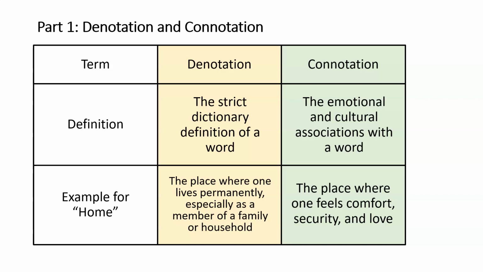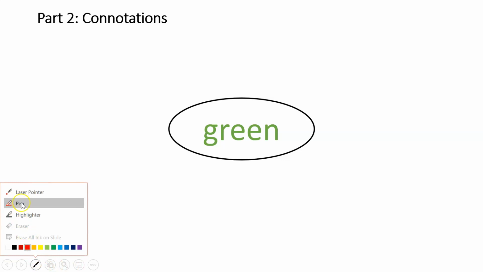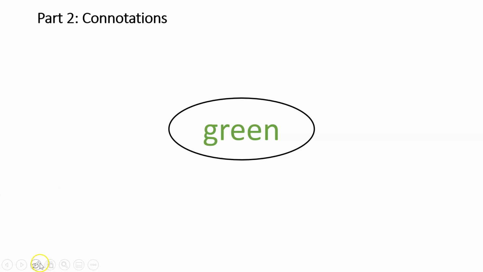So notice that I'm not listing synonyms for home. I'm not saying other words that have the same meaning as home. Instead, I'm talking about the broader mood or feeling or effect of the word. So when we talk about connotation, that's what we're talking about. So let's practice for the connotation of the word green.